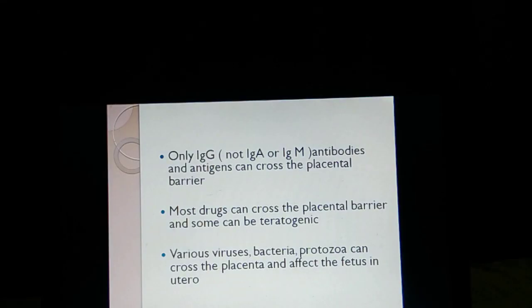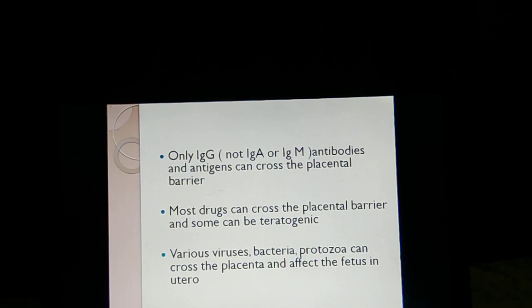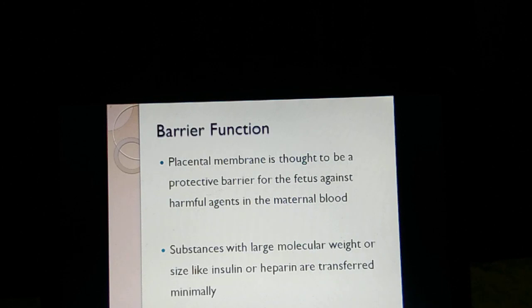So with this we finish the placenta and the functions of placenta. The functions of placenta form an important short note in the exams. So you just prepare it in accordance with a short note. It never comes as a long question.